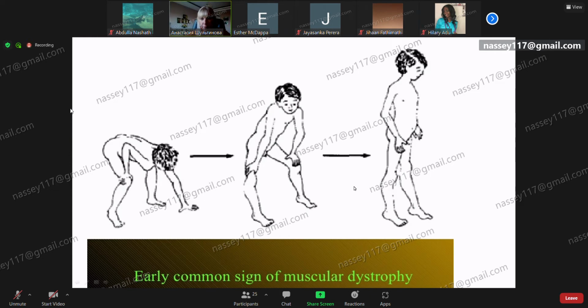Here we also see hypertrophy of the muscle, particularly in the distal part of the extremity, yes? Then standing on the toes, and hyperlordosis in the dorsal region of the spine.